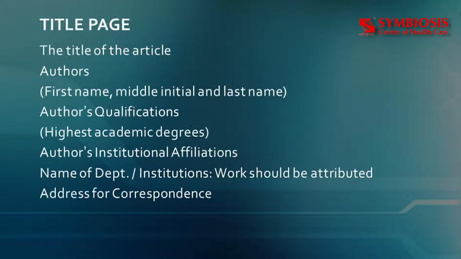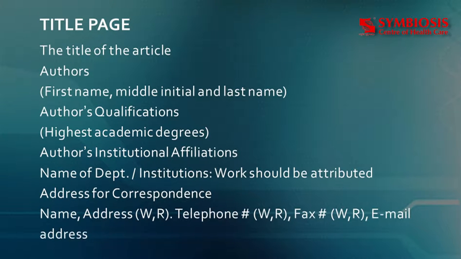Now, after having talked about this, let us come to the title page, because this is the first page of your manuscript. It generally deals with the title of the article, who the authors are, and the qualifications of the authors. The authors' institutional affiliations are to be mentioned, the name of the department and institutions where the work was carried out also needs to be mentioned, and it specifies the address for subsequent correspondence related to the paper. So, the corresponding author needs to provide complete details: name, work address, email and everything.